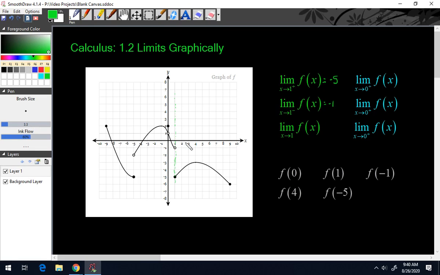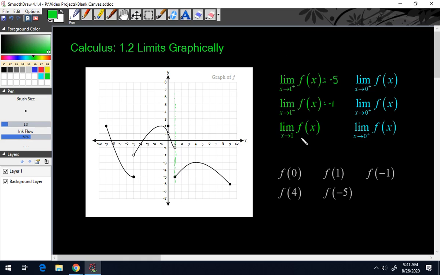Now, maybe some of you are thinking, what about the open and closed circles? When it comes to limits, that actually doesn't matter. That's going to be more with the function notation, on where the function is defined. If you remember from the notes, just because a limit exists does not mean the function is defined there.